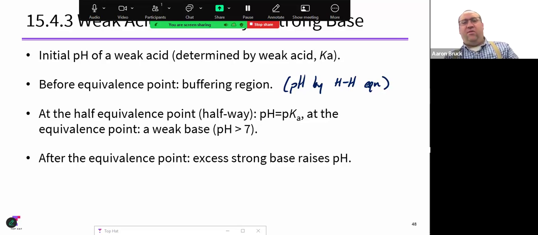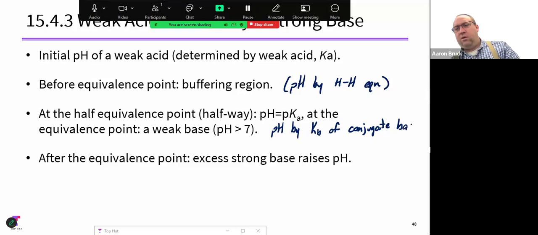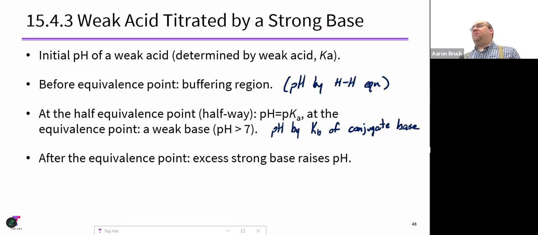At the equivalence point itself, we're going to have pH greater than 7 due to the presence of the weak base. We can find the pH in that region by using the Kb of that conjugate. Once we cross over that equivalence point, then it just becomes a matter of we have excess hydroxide. We can use the excess hydroxide to calculate the pH.